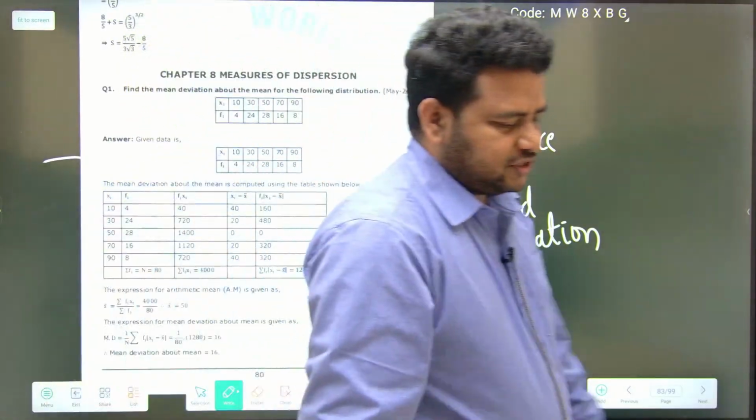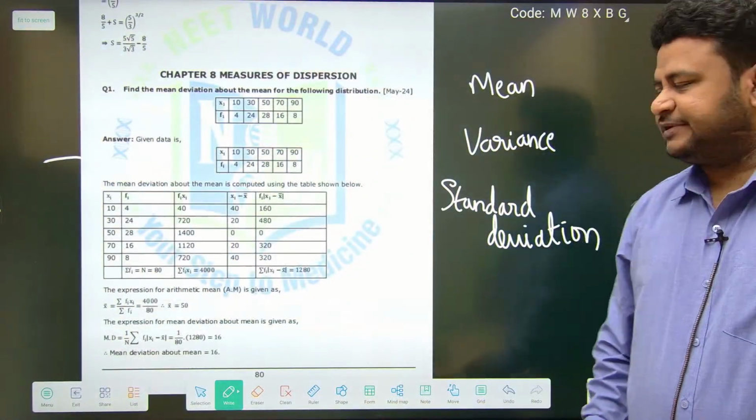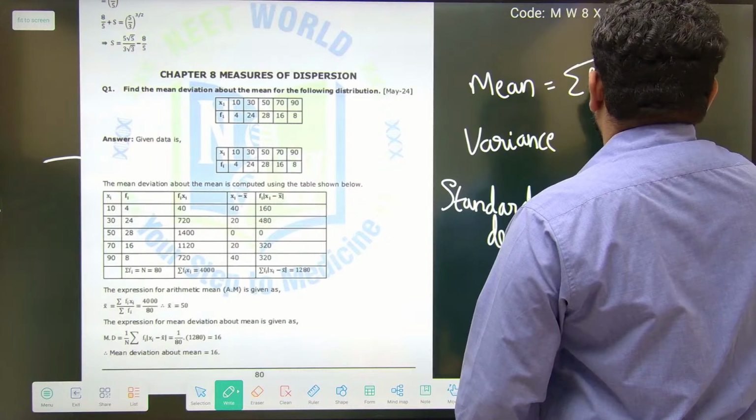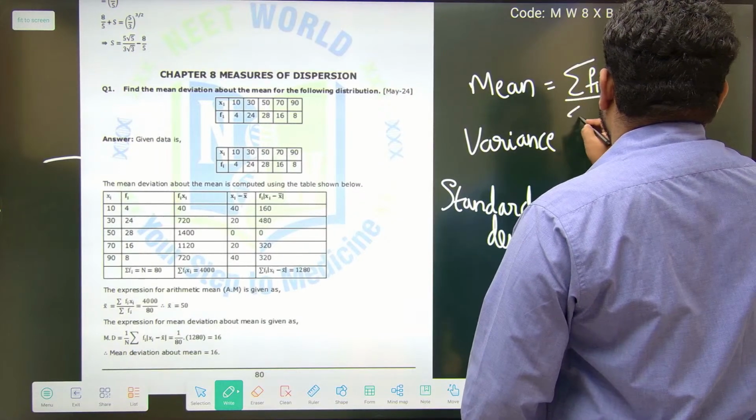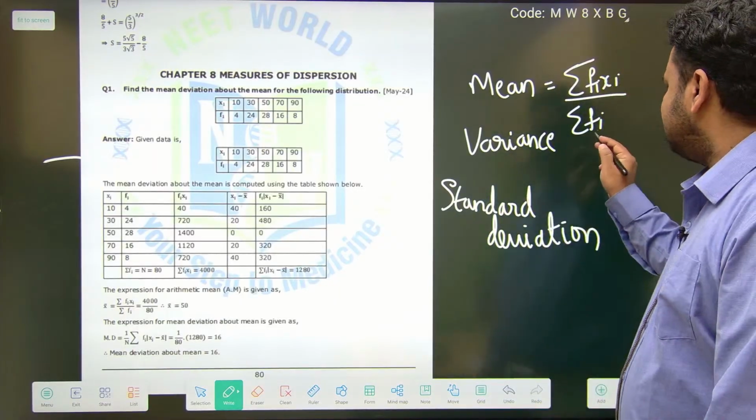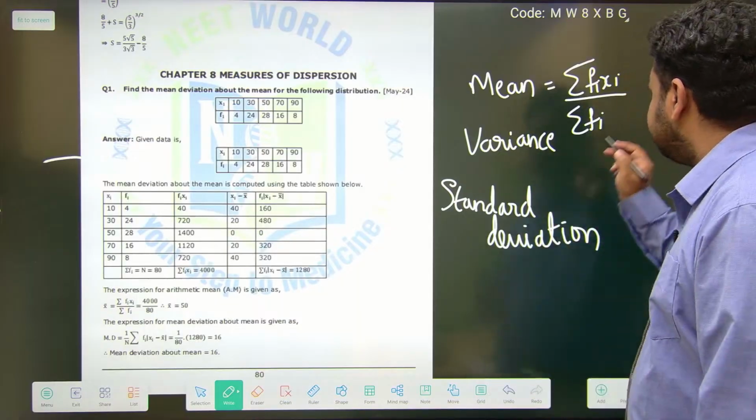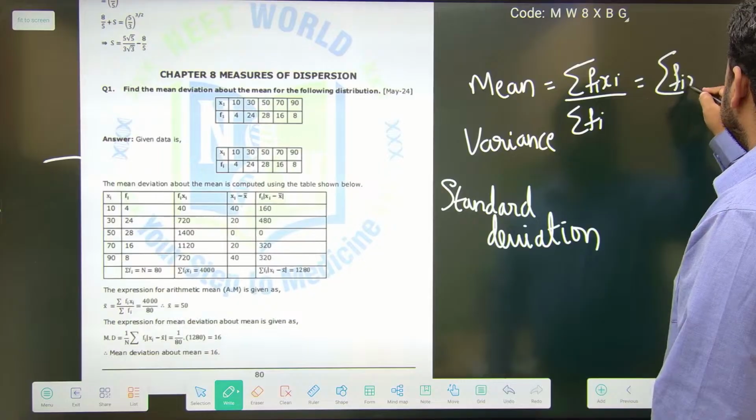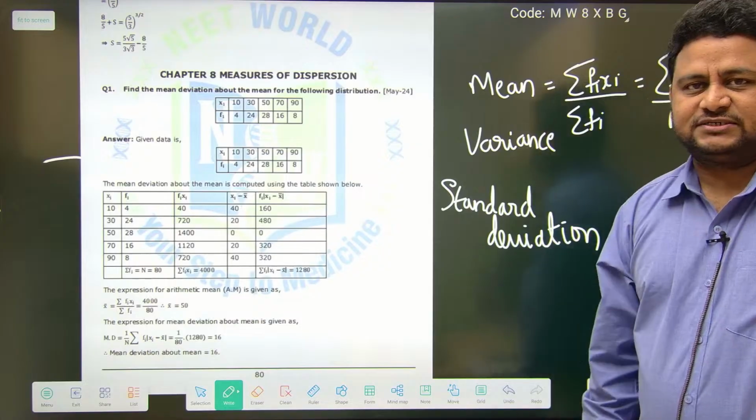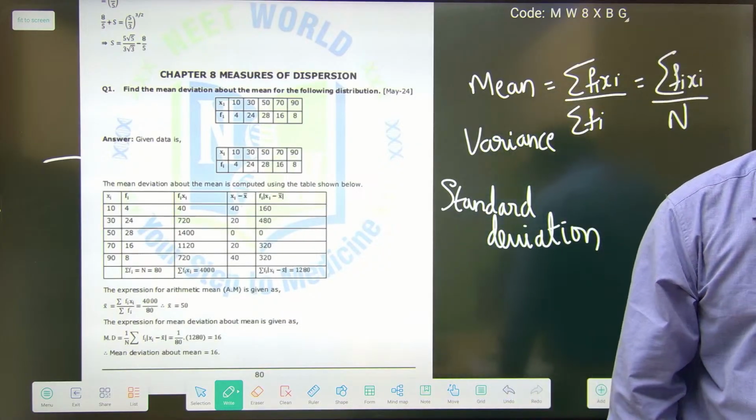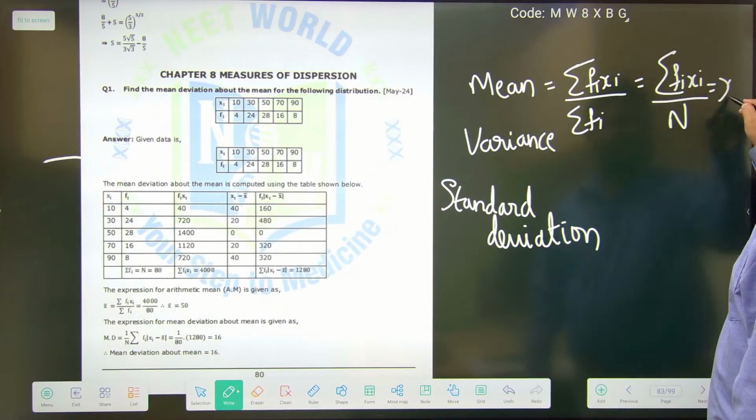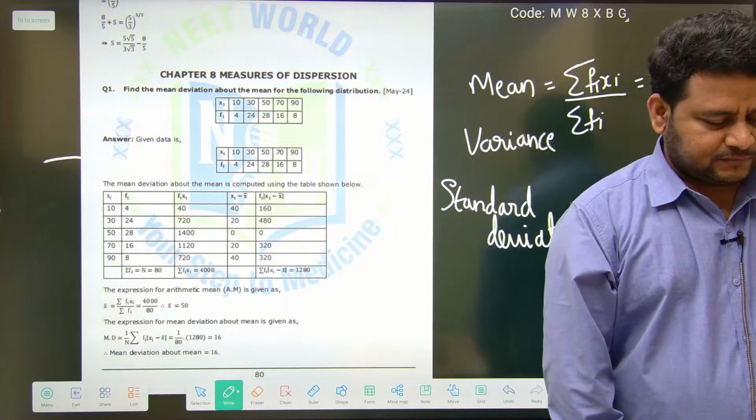Clear? So if you talk about the mean, how to find out the mean? Mean is nothing but summation of f of xi divided by summation of f of i. This summation of f of i can also be written as the frequency of distribution, that is nothing but the number of distributions. This gives us mean. This mean is represented by x bar.